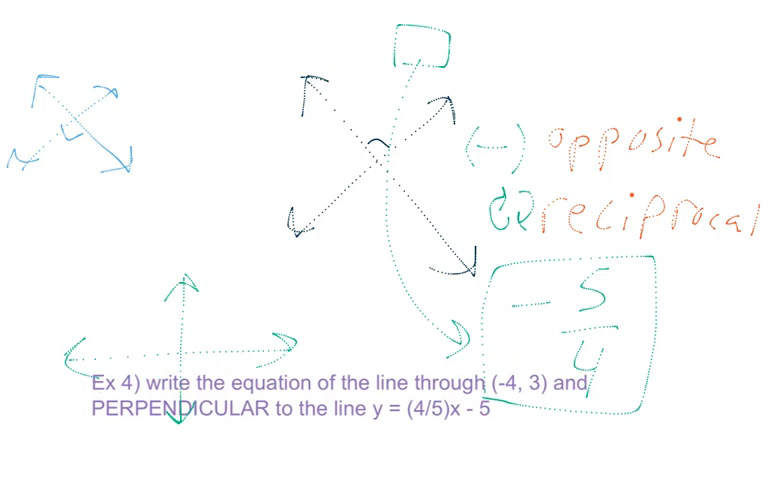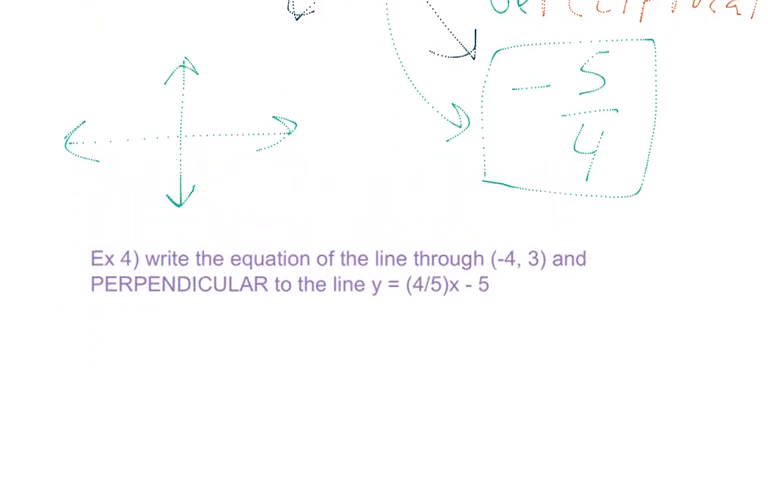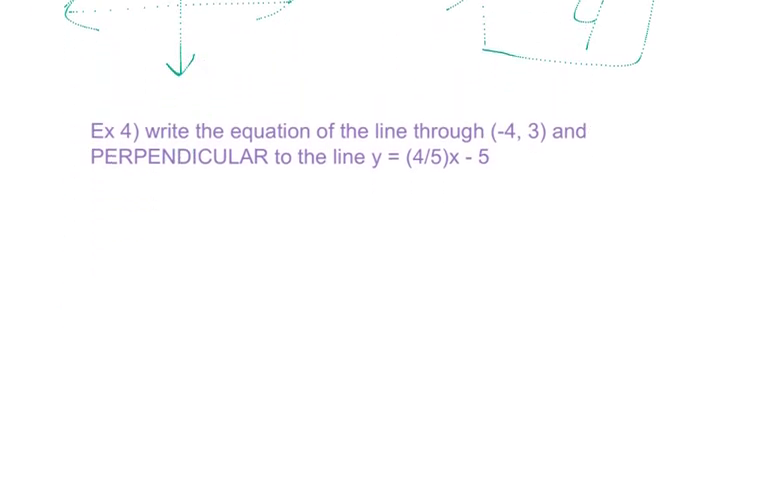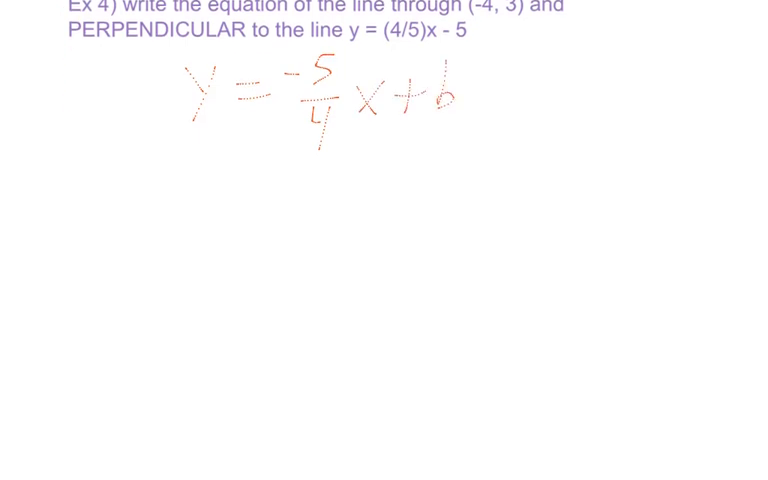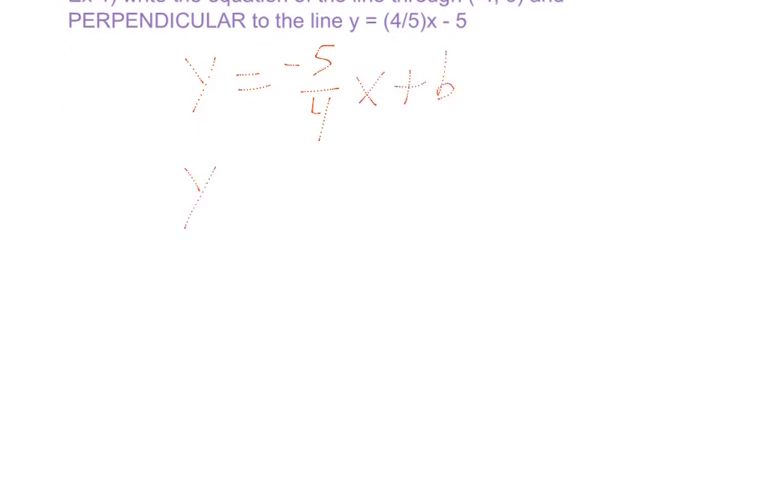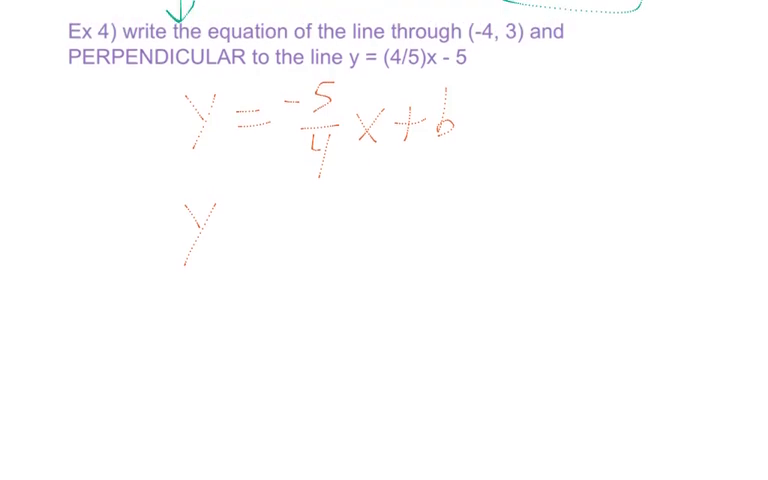I'm going to drag these instructions down so you can see it. So my equation is going to be y equals negative 5/4 x plus b, which is why I'm going to plug in that point here. So it's going to be 3 equals negative 5/4 times negative 4 plus b.